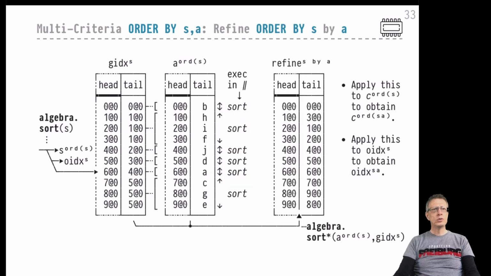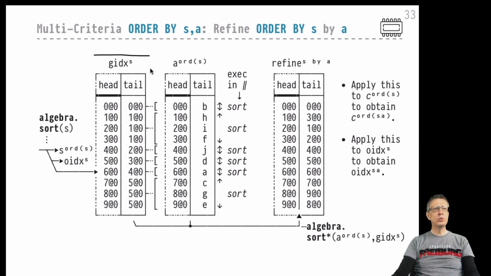Okay, so how would that refinement work? Well, of course, we would first perform the algebra.sort on the S column. The S column is the primary ordering criterion and would be considered first here. This algebra.sort on the S column would have three outputs. Of course, the ordered S column itself and the order index. Both are not being displayed here on this particular slide and not considered any further. The third output of algebra.sort would be, well, the group index that we've just discussed.